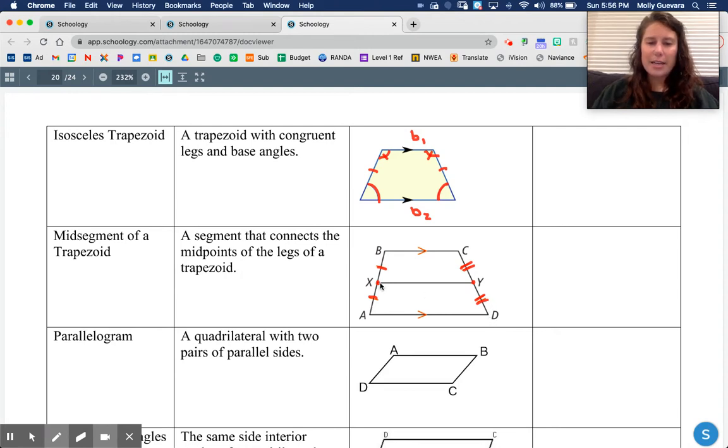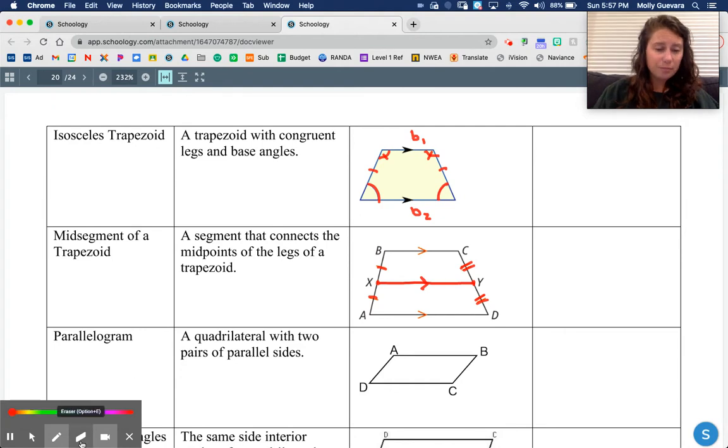And then if I connect those two, a couple really interesting things happen. One, this is called the mid-segment. It's the segment in the middle. And also, it will also be parallel to both of the bases. So that's just a fun little property of the mid-segment of a trapezoid, is that it will also be parallel to the bases.